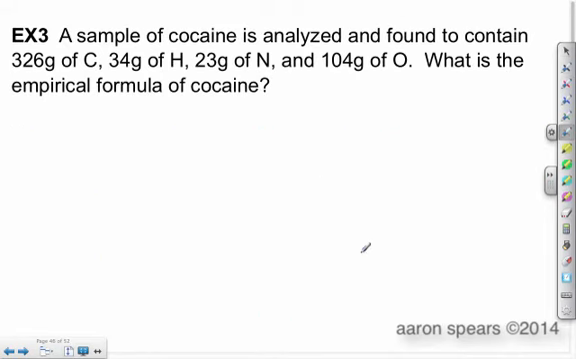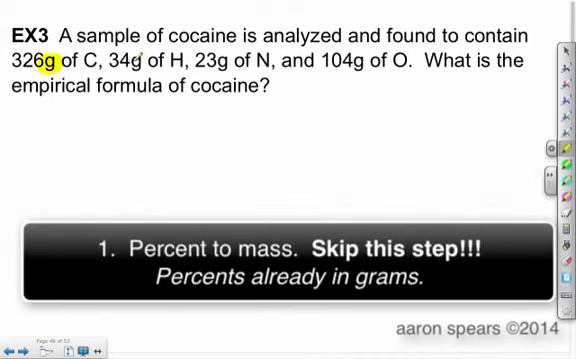In our final example, we are told that a sample of cocaine is analyzed and found to contain 326 grams of carbon, 34 grams of hydrogen, 23 grams of nitrogen, and 104 grams of oxygen. What is the empirical formula of cocaine? Now, the first step in our previous two examples was to change the percents into grams, but we see here that this is already done for us. The amount of each element is already in grams, so we can skip that first step of our poem.